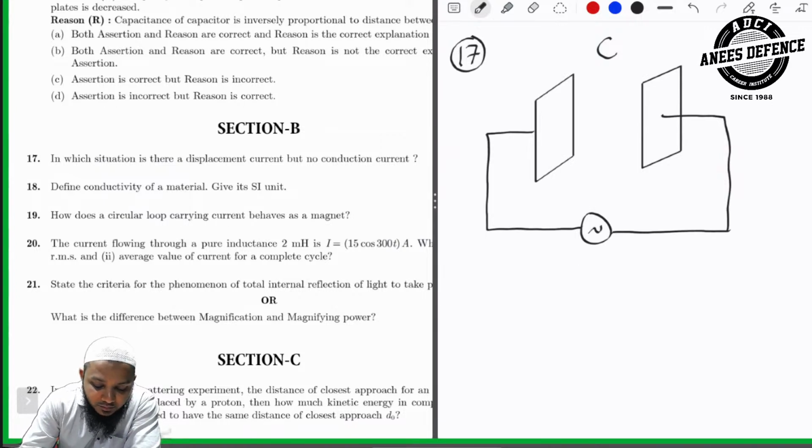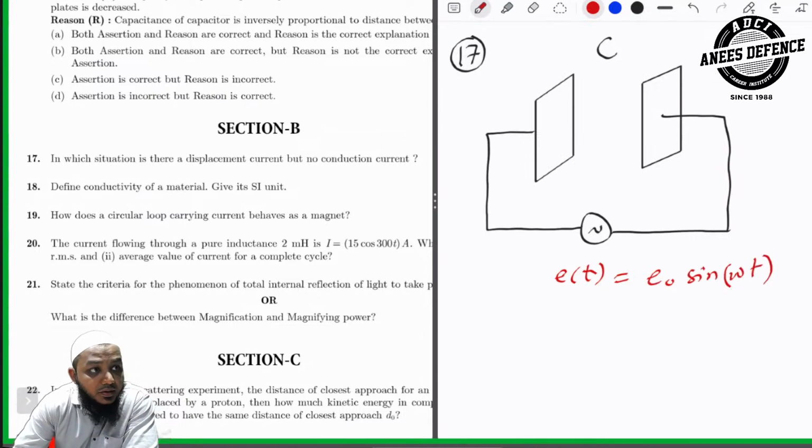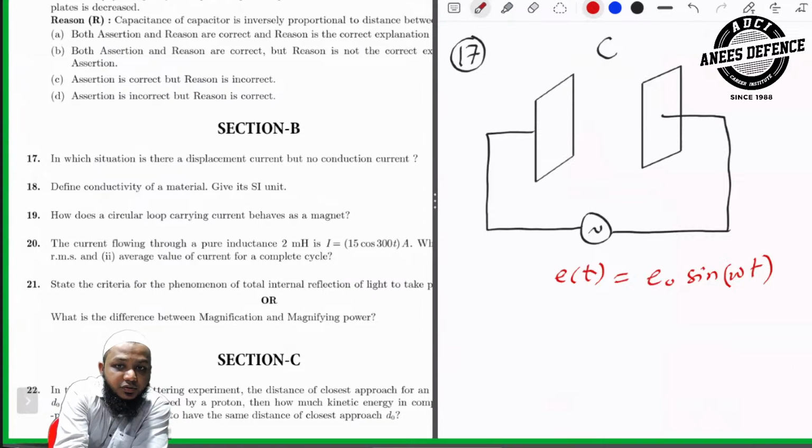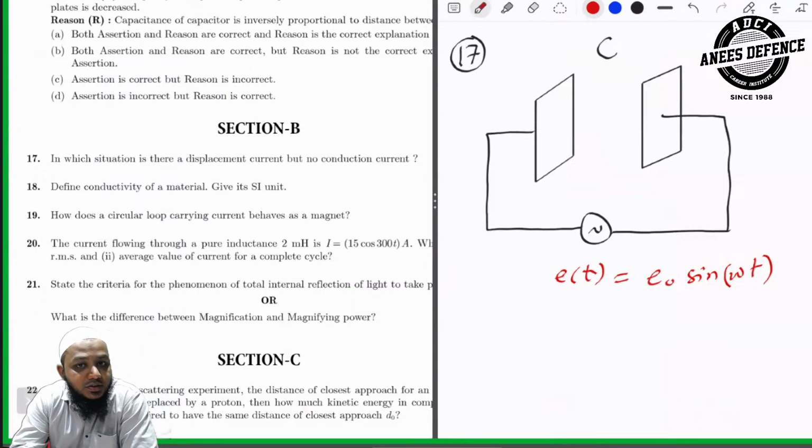So there is a capacitor of capacitance C, and in between them there is a gap, and in that gap, let us suppose there is a vacuum, and some AC source is connected across the capacitor. So what will happen when AC source of potential E of t is connected? We know that AC source changes the potential as sin omega t. So what does AC source do? It changes the potential with time.